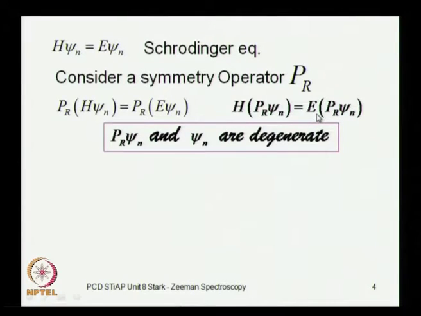So, you find that the state psi n and the state P psi n are essentially degenerate, okay, which is why, whenever you have a symmetry of the Hamiltonian, you have degeneracy. You can break the degeneracy by applying a perturbation if the perturbation Hamiltonian has a symmetry which is different from that of the unperturbed Hamiltonian. Okay.